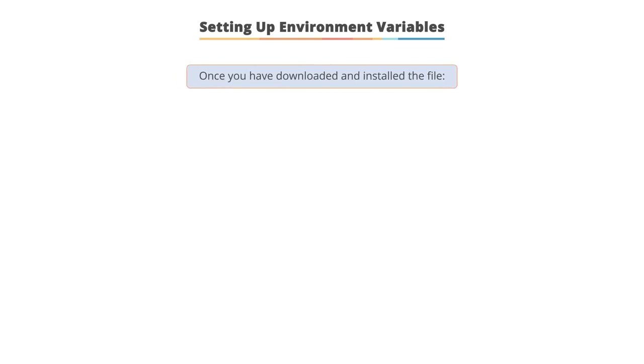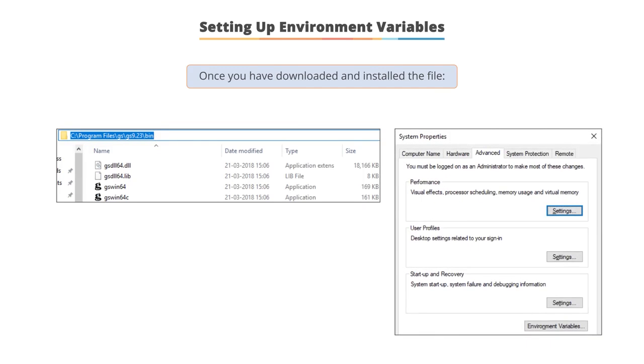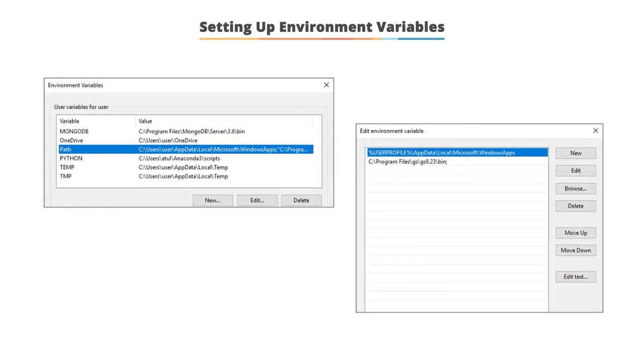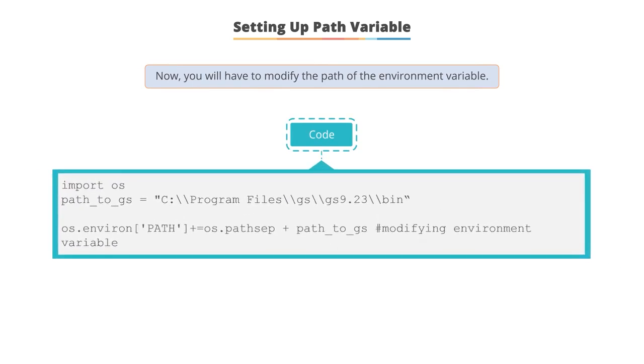Once you have downloaded and installed the file, go to the folder where it is installed and copy the path of the file. Now go to System Properties, and under Advanced Properties, you will find the Environment Variables button. Click on that to open the pop-up box. Now open the bin folder and add the path to the bin folder in your environment variables. Now you will have to modify the path of the environment variable. Use the given code to test the working of the syntax tree after the setup is successfully installed.